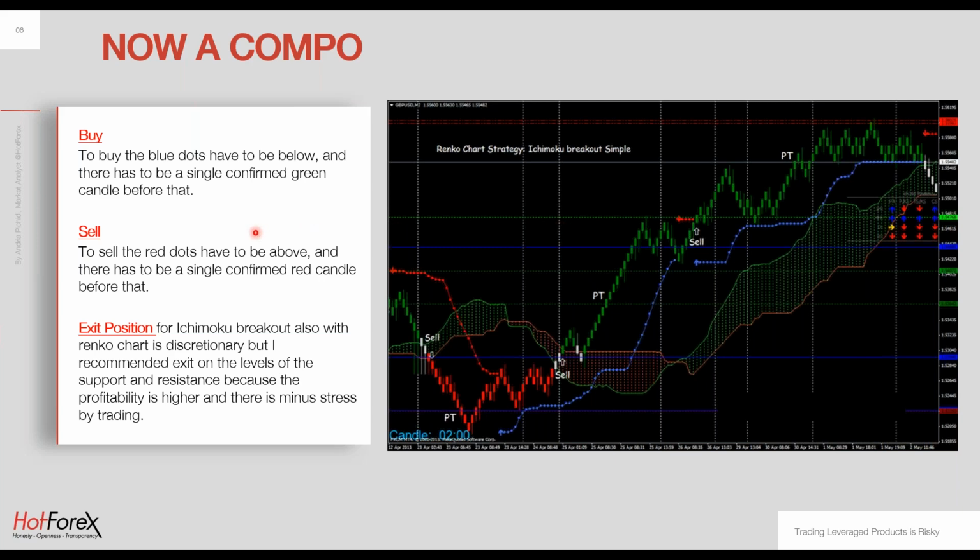If it can be seen, if there are blue bricks or green bricks, so bullish bricks, and they are above a green cloud, a green Ichimoku cloud, this is a buying signal. A selling signal is when we have red bricks below a red cloud.